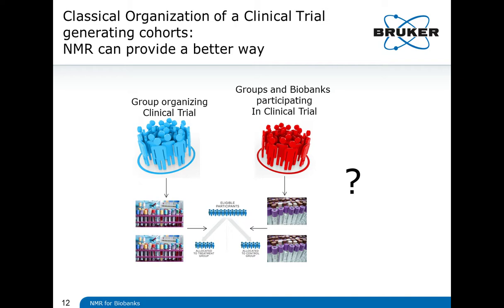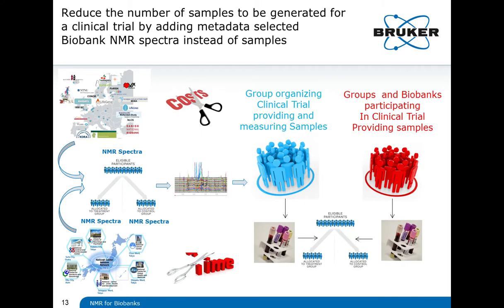And of course, this group is working together with other groups that in addition also generate a lot of samples. So that means you really have a large sample cohort. And then, of course, a lot of samples have to be stored, a lot of samples have to be analyzed. So the question is, how could this be done in a different way?